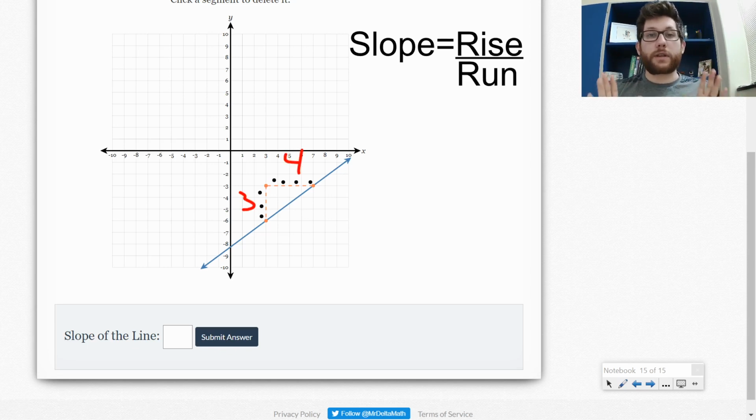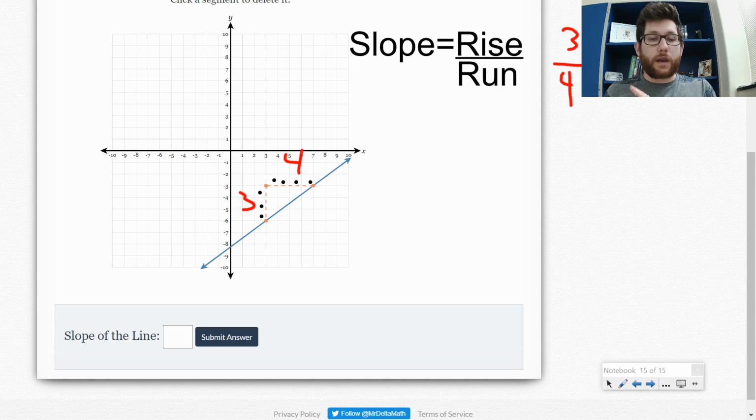Now, our slope formula is super easy. Easiest one we have so far. It's rise over run. So I'm going to take the 3, put it on top, and the 4, put it on the bottom. Now I need to do one last thing before I submit the answer. I need to check, is this a positive slope or a negative slope? Now you might be saying, hey, Mr. Arslan, how would I know if it's a positive or negative slope? Well, let me show you.